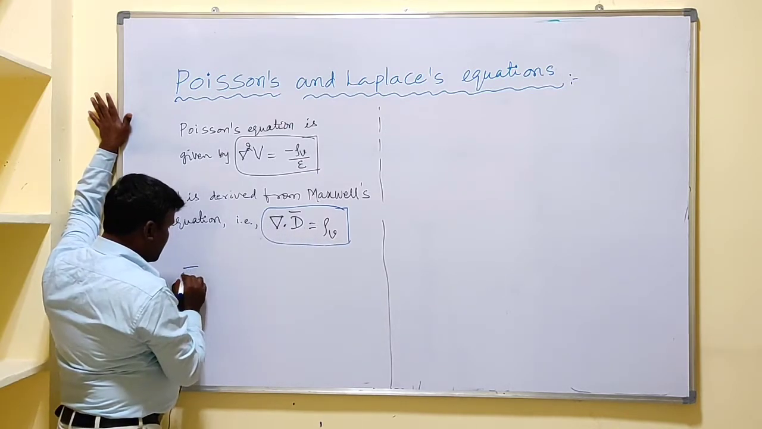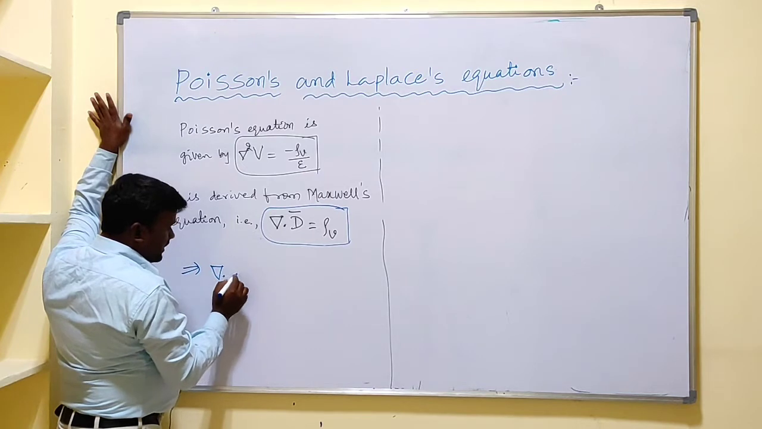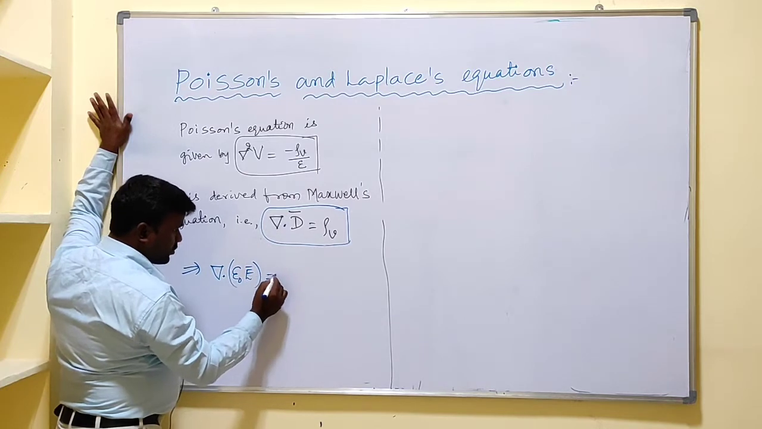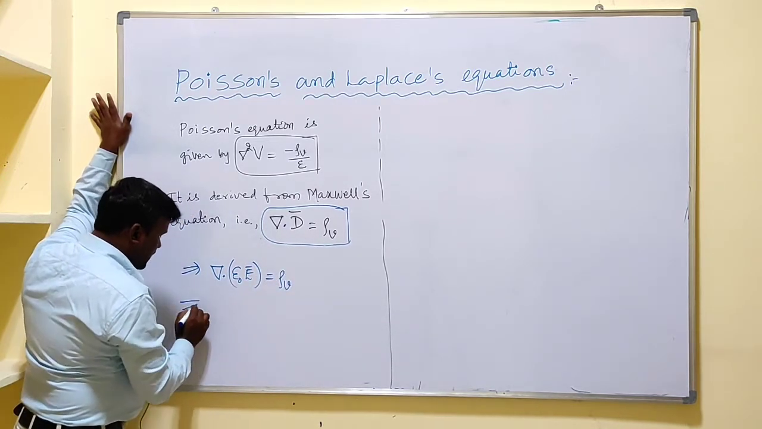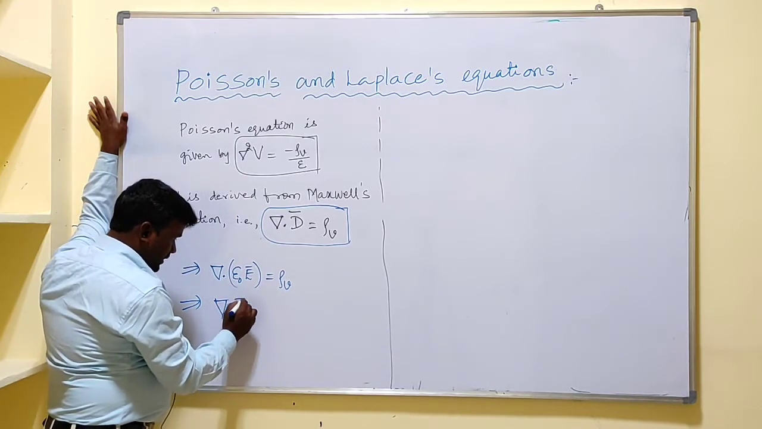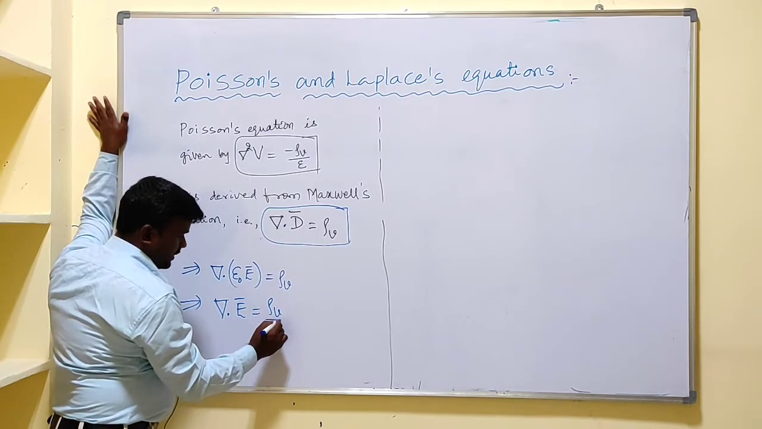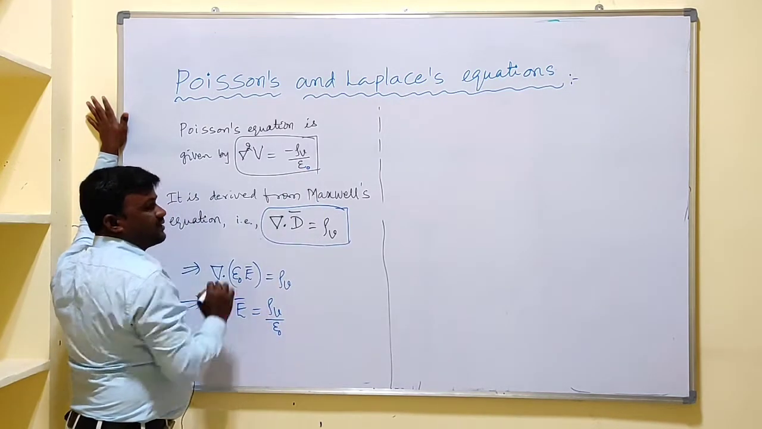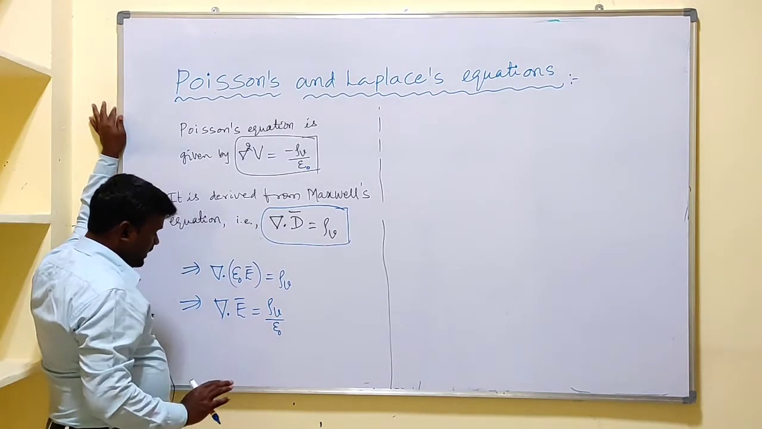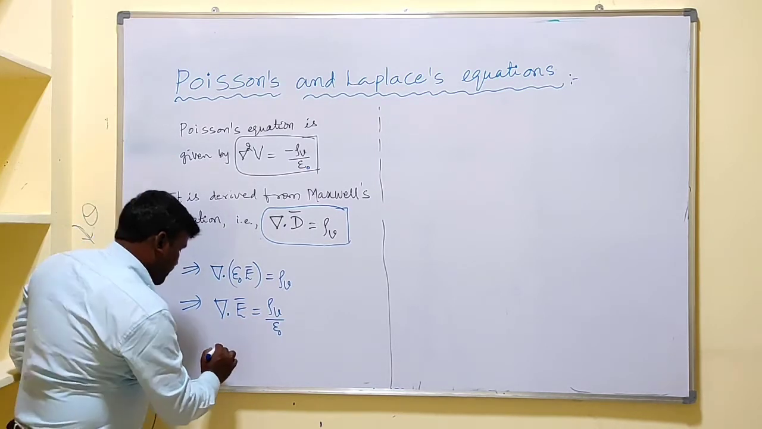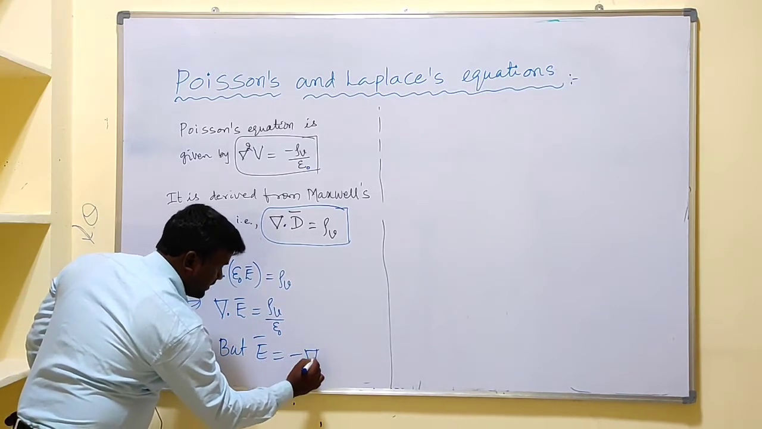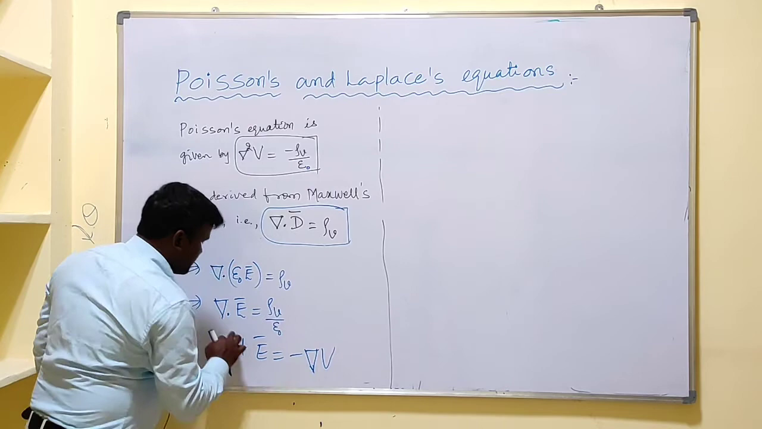I can write del dot D as epsilon naught into E, and epsilon naught into E equals rho V. As epsilon naught is constant, we can write this as del dot E equal to rho V by epsilon naught. Let us consider free space. But we know that E equals minus del V. Substitute in this one.